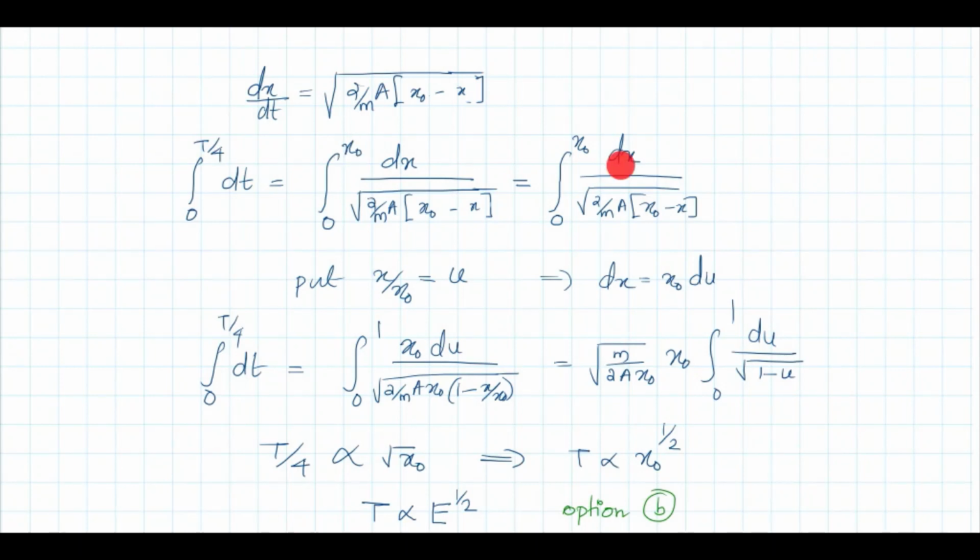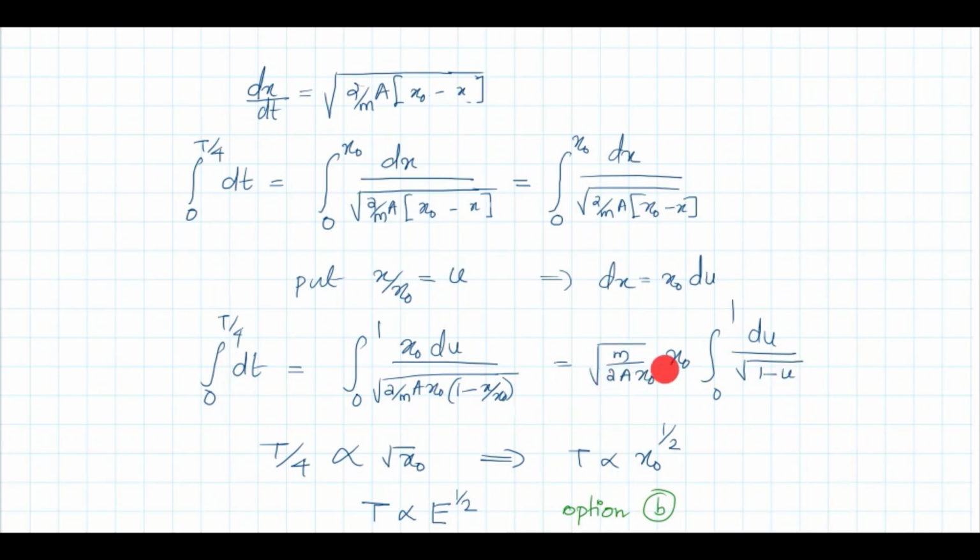So this is the integral to solve. In order to make the variable a dimensionless quantity, put x by x naught equal to u. Whenever you have dx, you can write it as x naught du. Therefore, that integral becomes integral 0 to 1 x naught du divided by square root of 2A by m x naught into 1 minus x by x naught. But 1 minus x by x naught is 1 minus u.